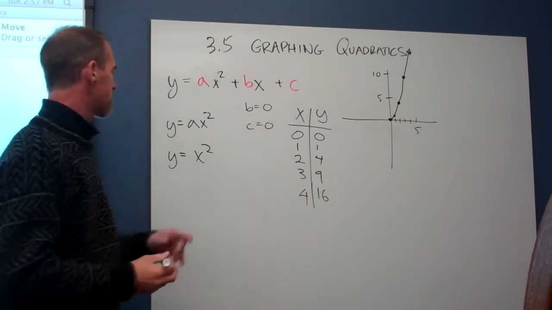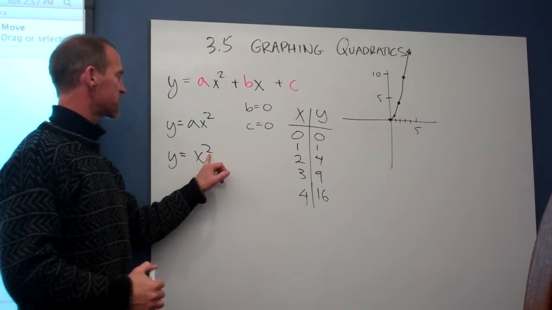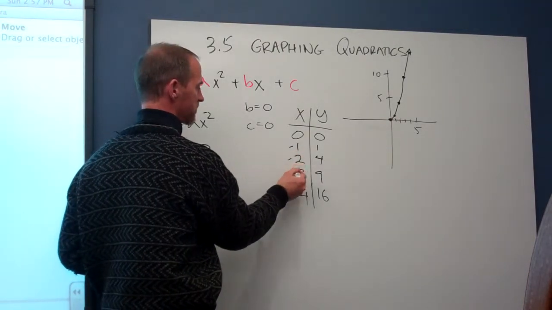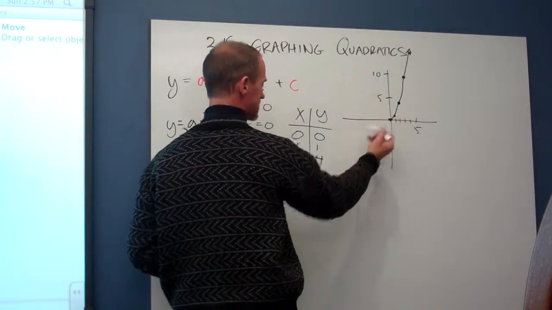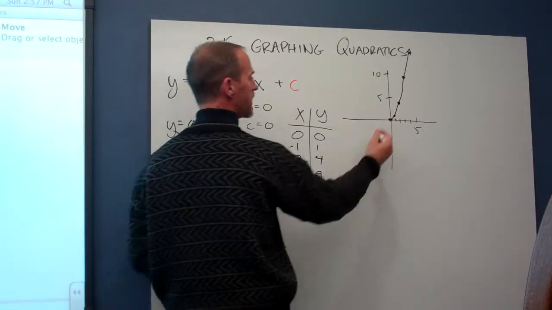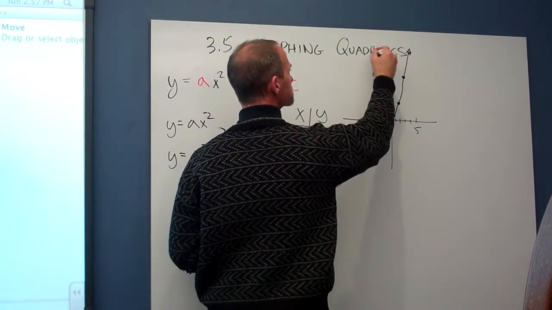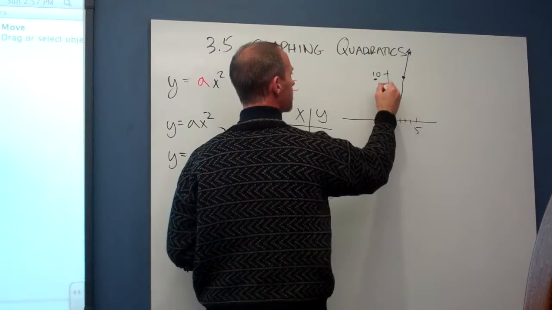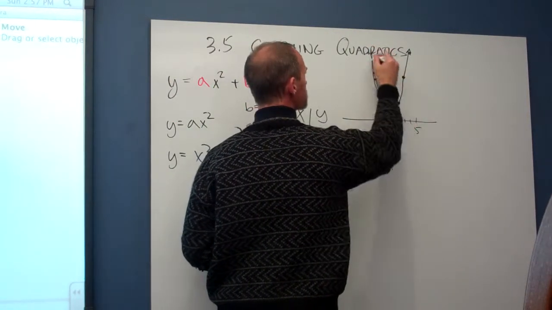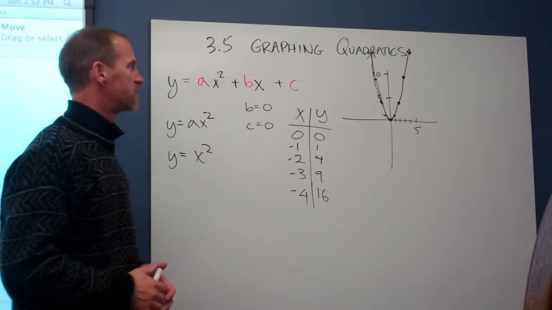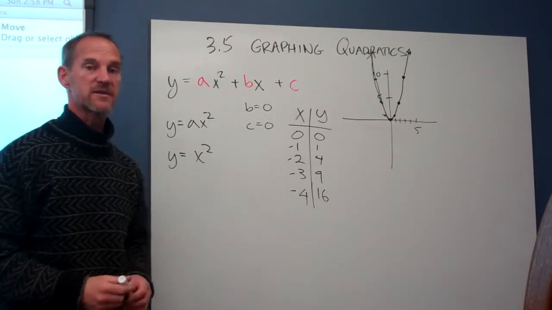Okay, well the nice thing about squaring something is that any negative is made positive. So if I had negative 1, 2, 3, and 4, I would get the exact same points, because when I square a negative, it becomes positive. So I get a mirror image going up like this of these points here. And so when we graph this shape, we always get it symmetrical about that vertical line. It's called an axis of symmetry.